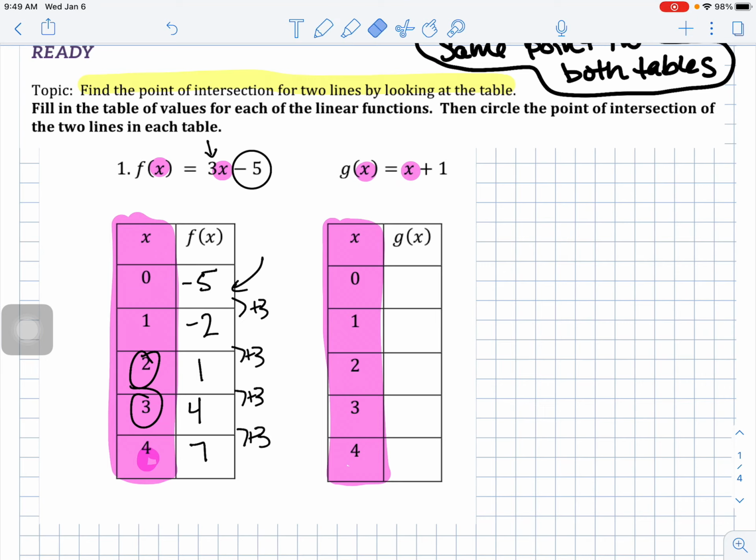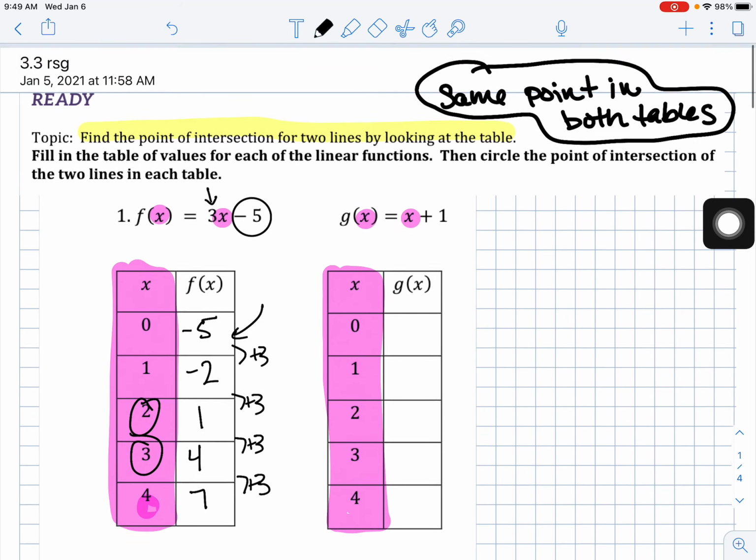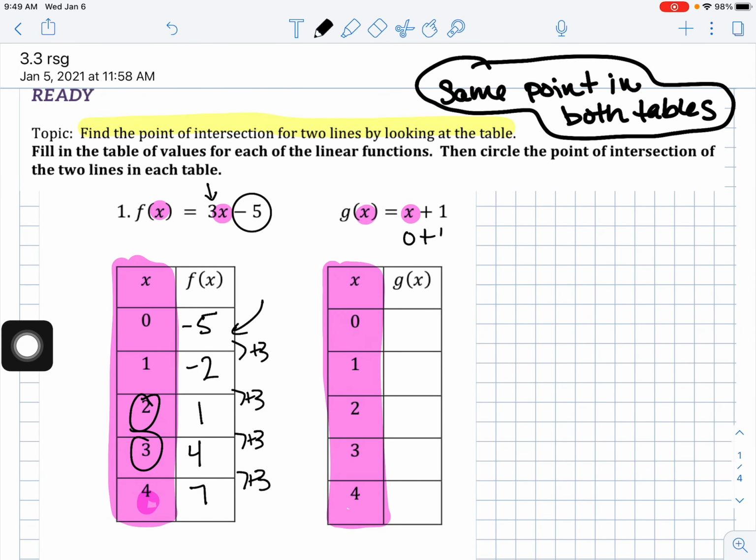Okay? So we've got our table for f, the f function filled out. Now we need to fill out the g function table by doing the same process. So start by plugging in 0. 0 plus 1 is 1. Then you're going to plug in 1. 1 plus 1 is 2. Then you're going to plug in 2. 2 plus 1 is 3. Then you're going to plug in 3. 3 plus 1 is 4.